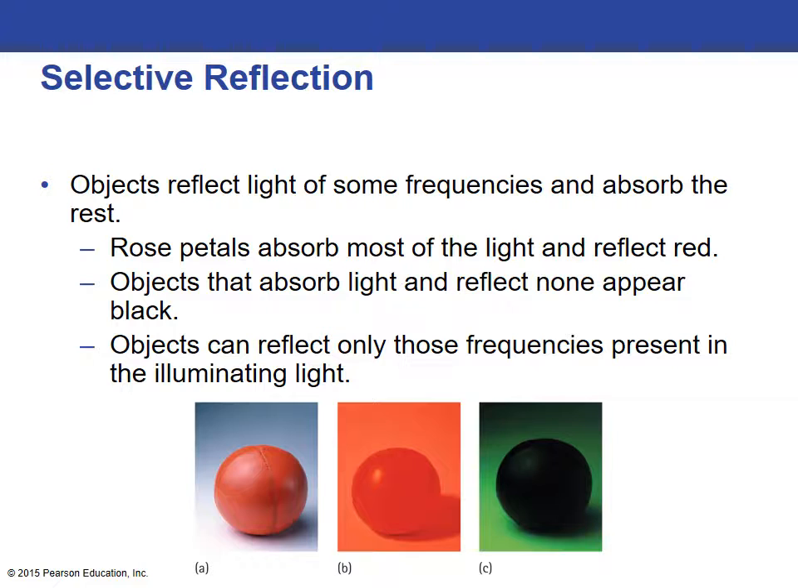Objects that absorb light and don't reflect any light appear black. And objects can reflect only those frequencies present in illuminating light. So it can only reflect the colors of light that's coming into it. So if you were to only have a red light shining, it can't reflect green light. It can only reflect what's going in.